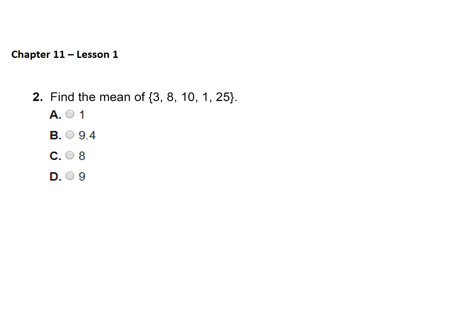Question 2. Find the mean of 3, 8, 10, 1, and 25. First, we have to add our data values to find the sum. When we add 3 plus 8 plus 10 plus 1 plus 25, we get 47. Now we count the number of data points. 1, 2, 3, 4, 5. We're going to divide 47 by 5.